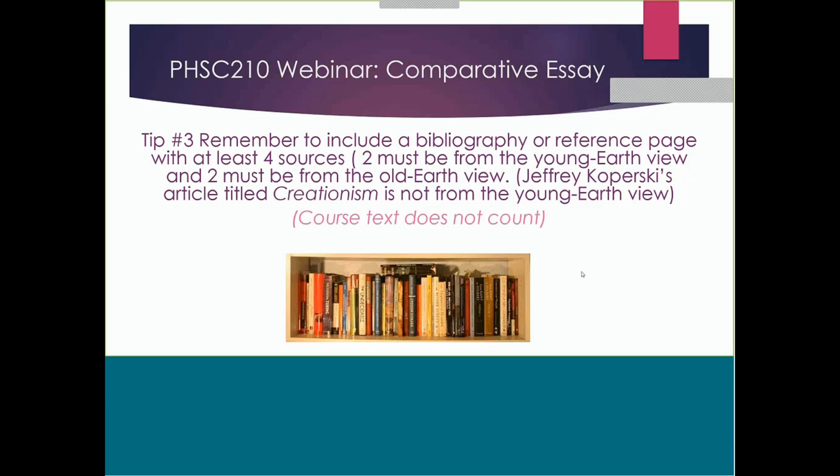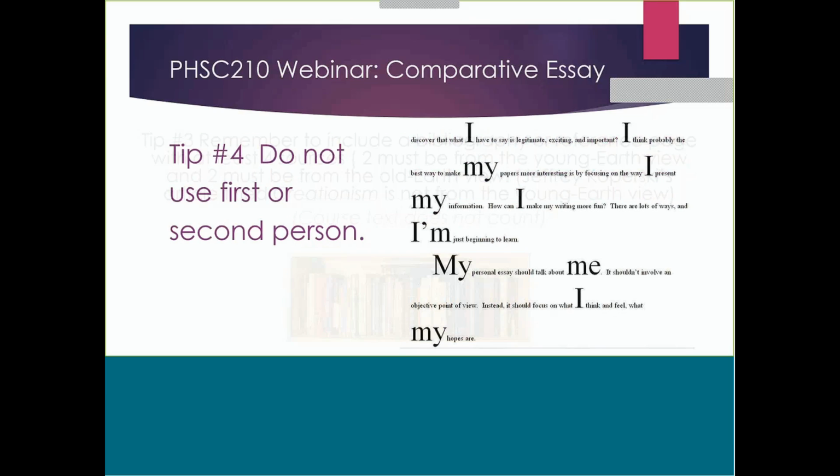And then also it's important to note that your course text, The Heavens and the Earth, does not count toward the total. You certainly may use the course text as a source for this paper, because there's some great information in there on the topics that you will choose from. But the course text does not count as one of the 4. So if you include the course text, there must be 4 additional sources.